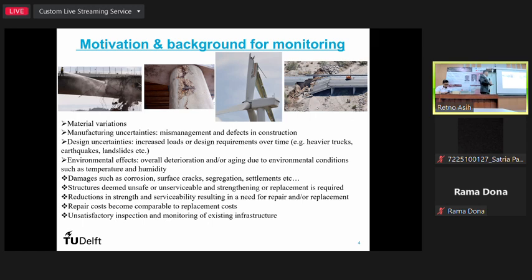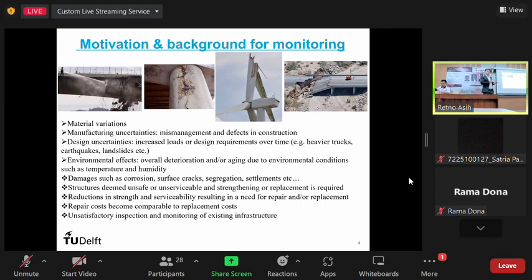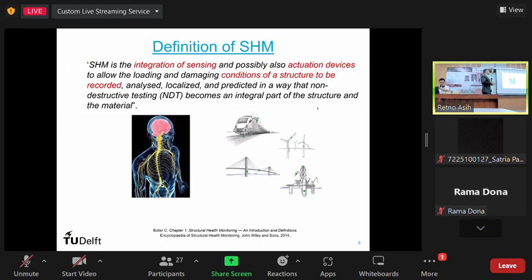So structures are deemed unsafe and unserviceable and need to be replaced, given the reduction in strength and serviceability caused by degradation, and the repair cost is sometimes comparable to or greater than the replacement cost. So these are some of the motivations for why we go to structural health monitoring. There's a need for it.